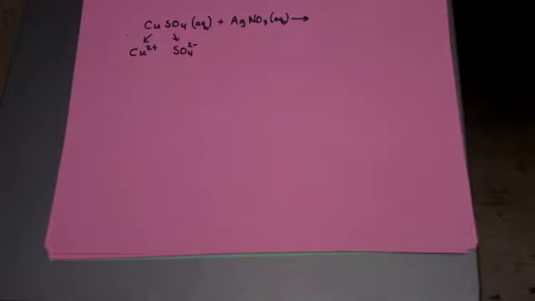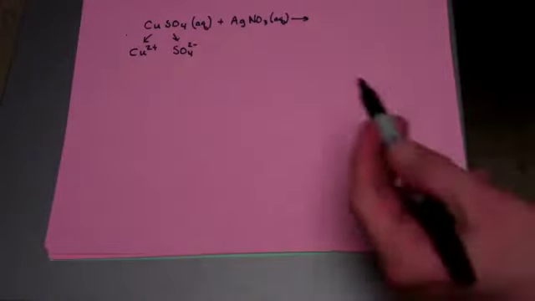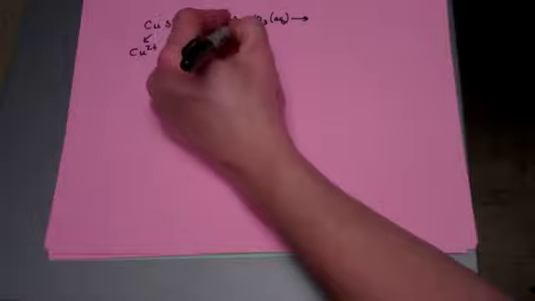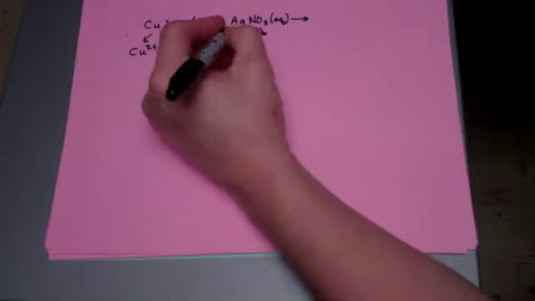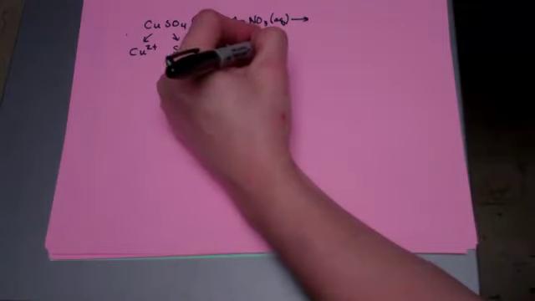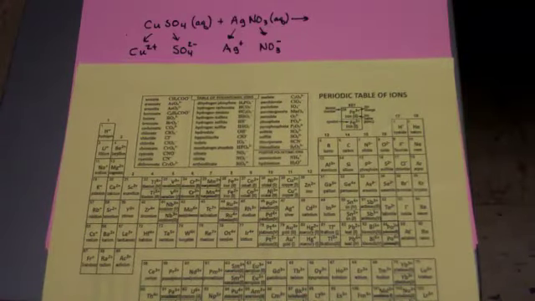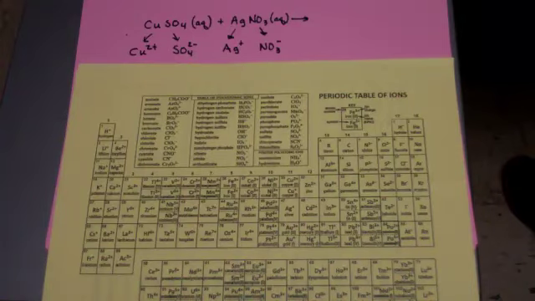So these guys are just floating around in solution like that. Same with our silver and our nitrate. So this is what happens when you've got aqueous solutions. These guys are going to come apart. So remember, when we're doing these types of things, we can just double check and make sure, using our ionic form of the periodic table, that we have the right charges for things, right?